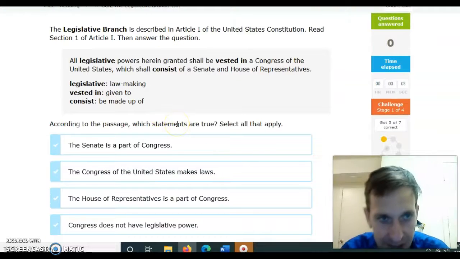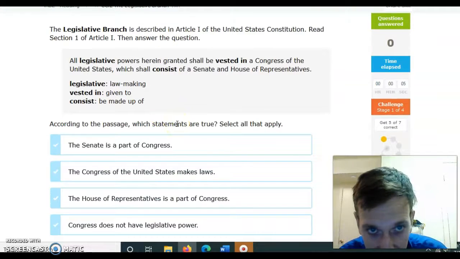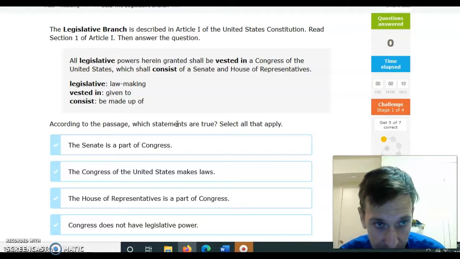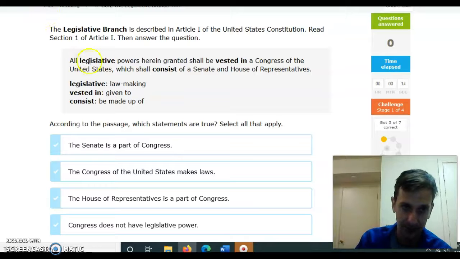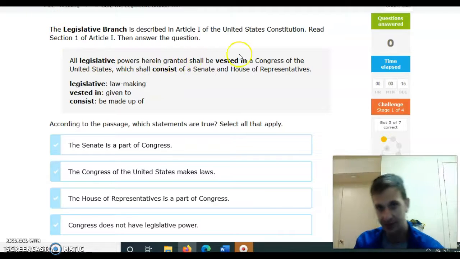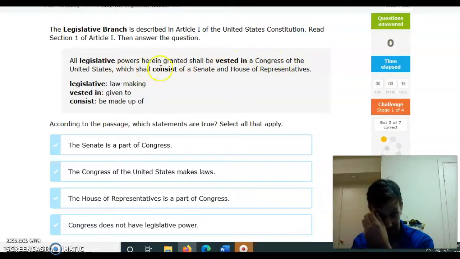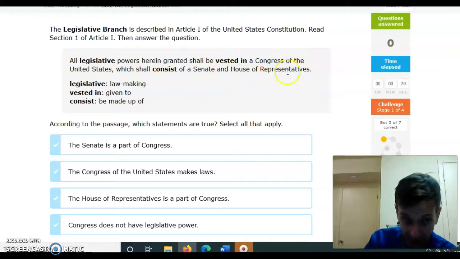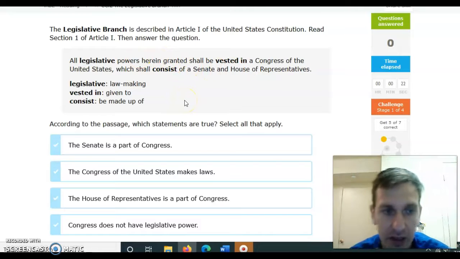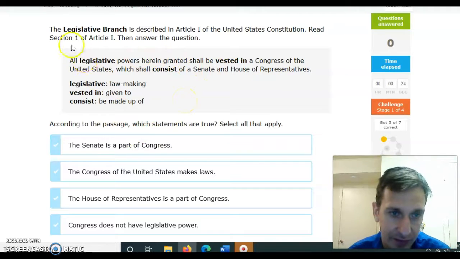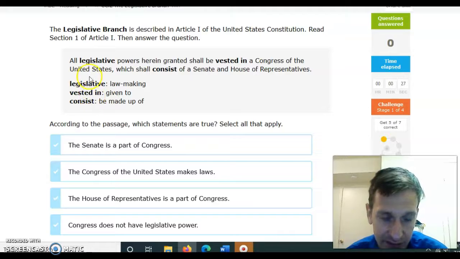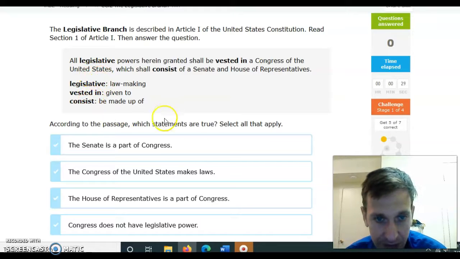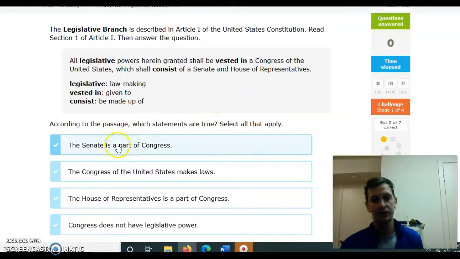Alright, so the first question says: the legislative branch is described in Article 1 of the United States Constitution. Read Section 1 of Article 1 and answer the question. "All legislative powers herein granted shall be vested in the Congress of the United States, which shall consist of a Senate and House of Representatives." They give you a definition of legislative, vested in, and consists if you don't know. According to the passage, which statements are true? Select all that apply. Alright, let's go one by one.